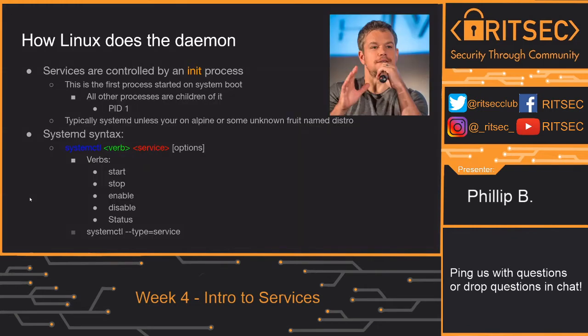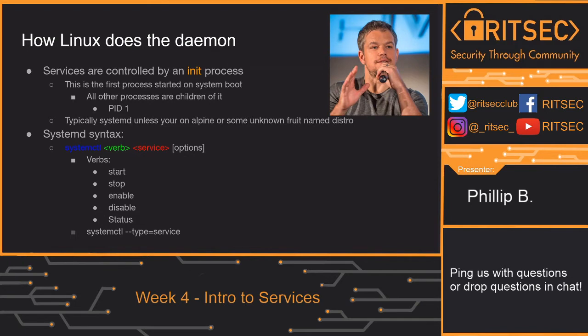How does Linux do services? They're controlled by an init process. It's the first process started, and all other processes are children of that process. It has a PID, or process ID, of 1, and usually this is systemd unless you're on Alpine or some other unknown fruit-related distro. The syntax for systemd is pretty simple.